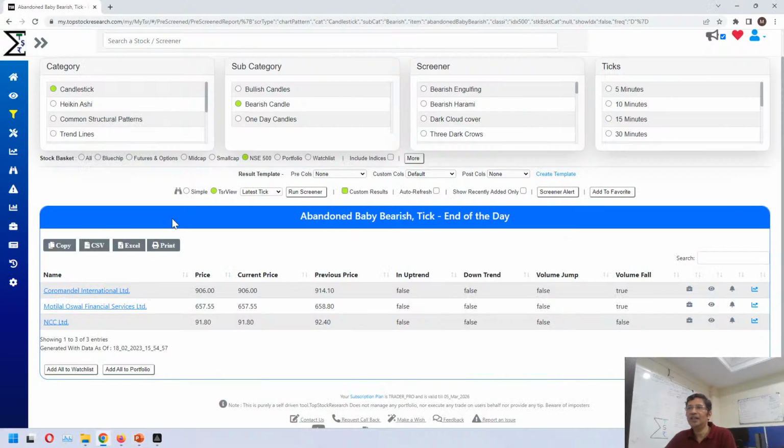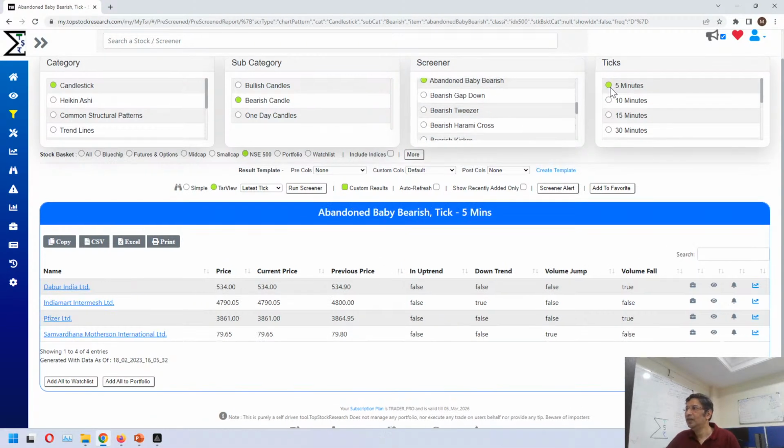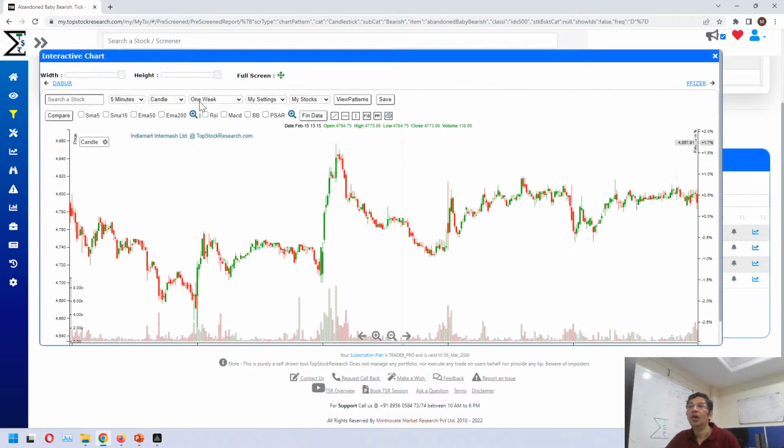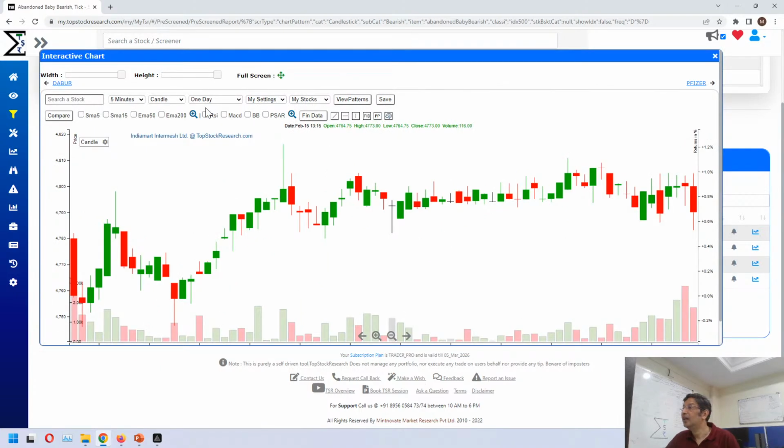Where can you spot these patterns? If you're looking at abandoned baby bearish, look at this one. There are a few patterns formed, baby bearish. If it is in a downtrend, that's even better. For example, India Mart. If you look at India Mart on a 1 day chart, see, this pattern is formed, abandoned baby.